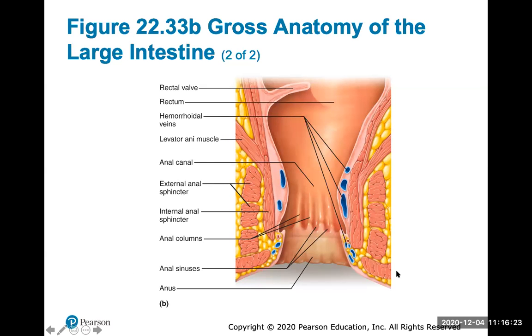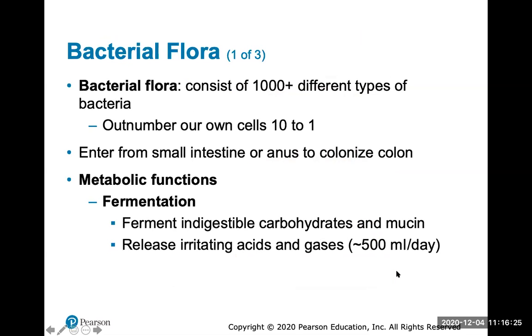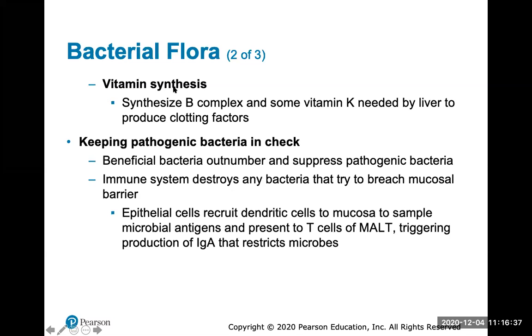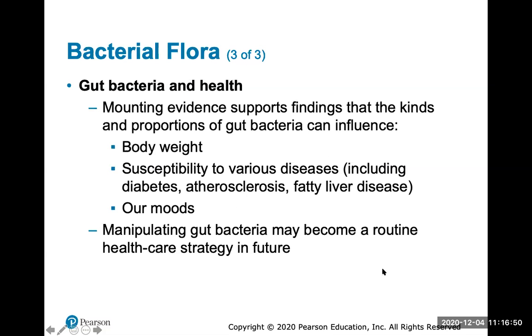Okay. And the bacterial flora: there are different types of bacteria in the large intestine. The metabolic functions of these are to help ferment indigestible carbohydrates and mucin, release irritating acids and gases, and vitamin synthesis, keeping the bacteria in check. The immune system will destroy any bacteria that try to breach this mucosal barrier. So your body has a way to keep that all in check as well.